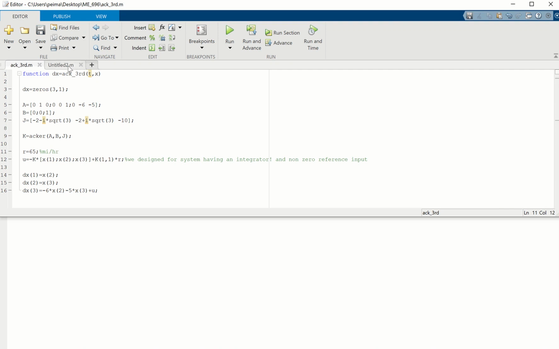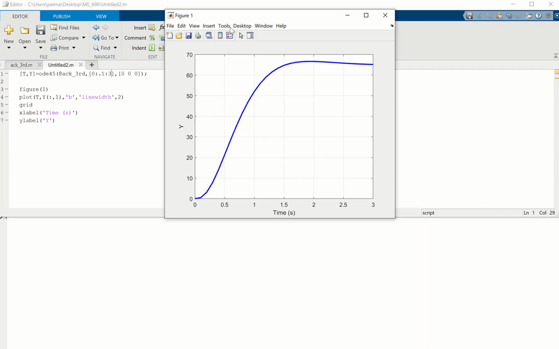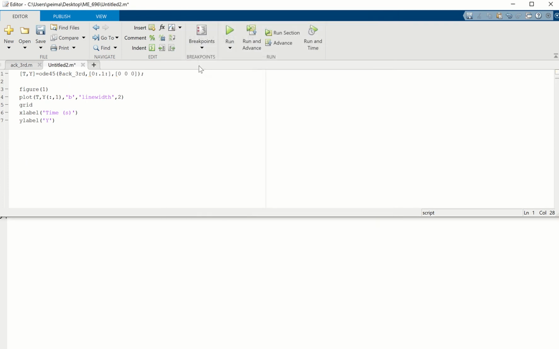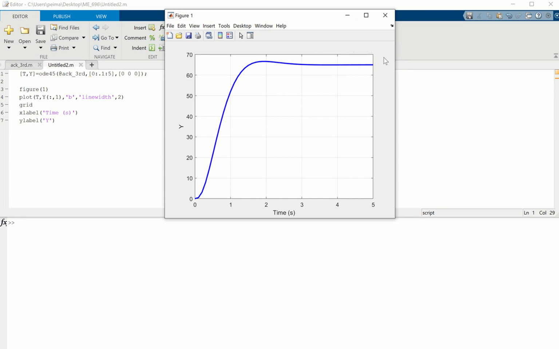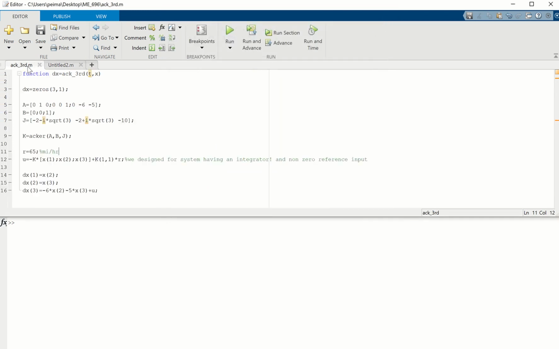Miles per hour. Here we go. Let me see if it does. Oh, it does. It's 75. Sorry, 65. So if I increase this to 5, to specifically show you, see, 65.